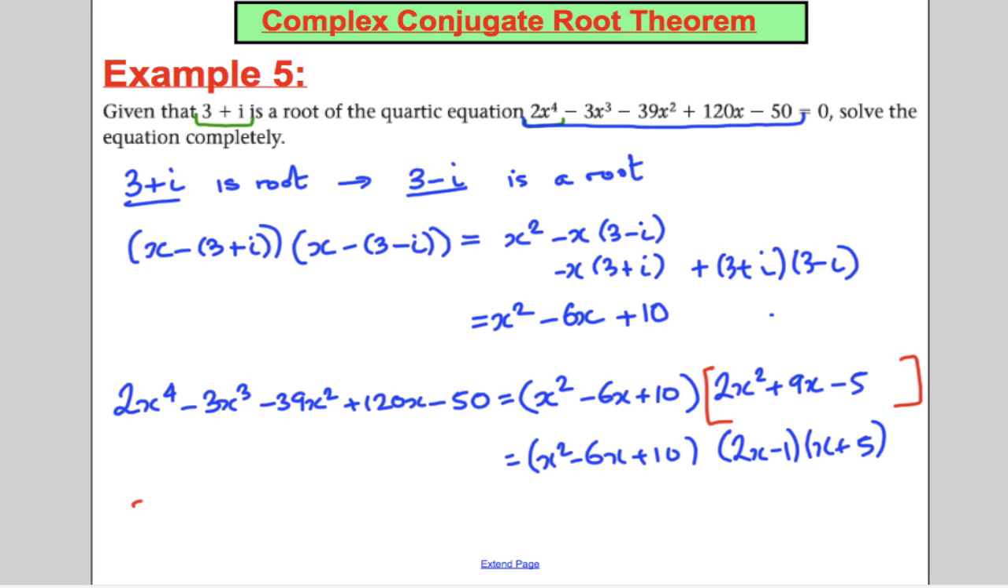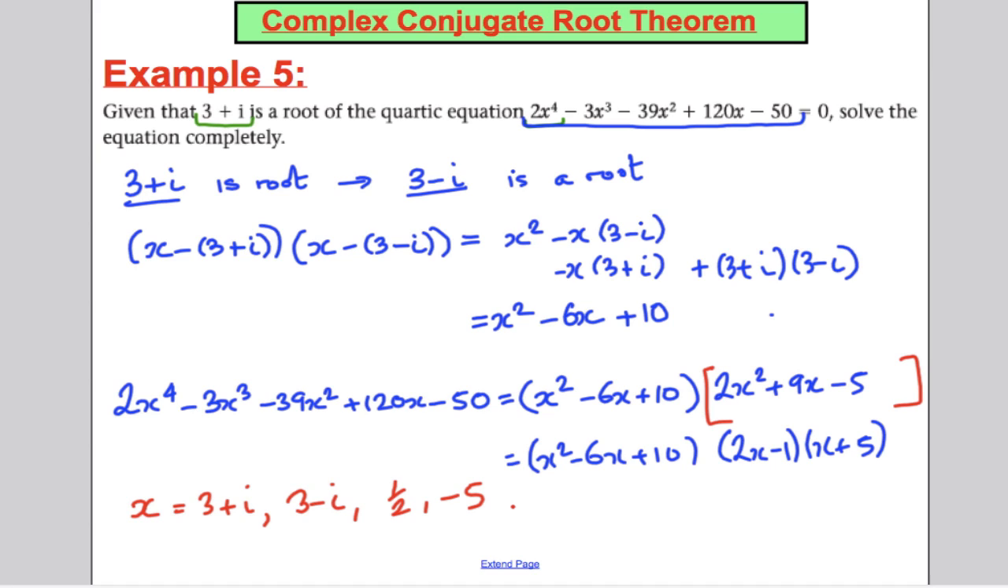So my answers for x in this case are going to be 3 plus i, its complex conjugate, 3 subtract i. When this is 0, I get it's a half, and when this is 0, it's negative 5.